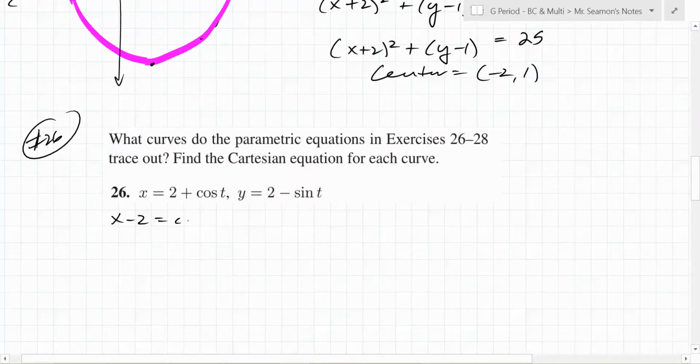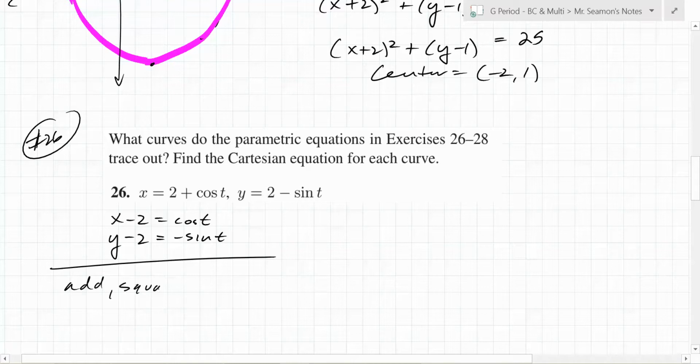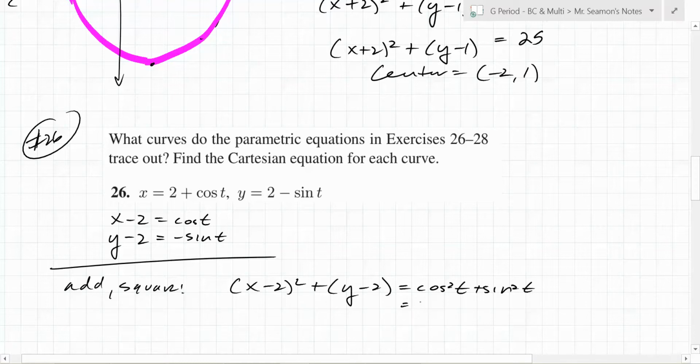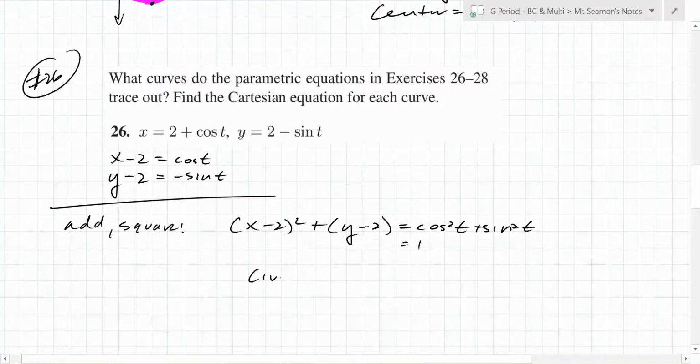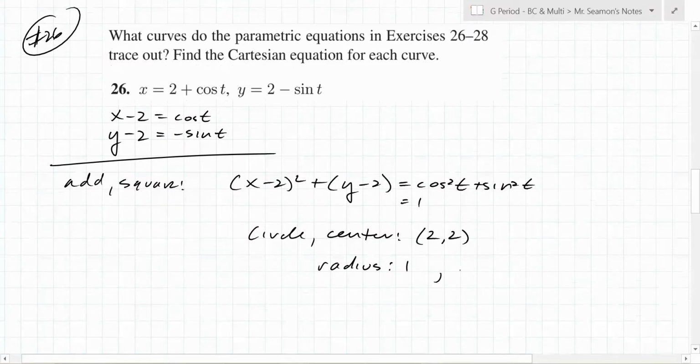Yes, x minus 2 is equal to cosine t, and what? Y minus 2 is equal to negative sine t. If I add and square, what do I end up with? You end up with this. Yes, equals cosine squared t plus sine squared t. But what is cosine squared plus sine squared? 1. We have a circle. Center where? 2, 2. Radius of what? 1.